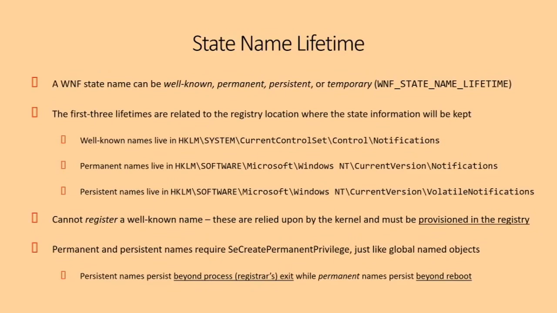A temporary name, if I create it and I exit, has no registry backing associated with it. Once the process exits, the temporary name is gone. So temporary names are bound to the lifetime of the process. Persistent names are bound to the lifetime of the system. Permanent names are in the registry forever. And then well-known names are in the registry, but you can't register them. They're kind of pre-registered well-known names that the system is going to use.